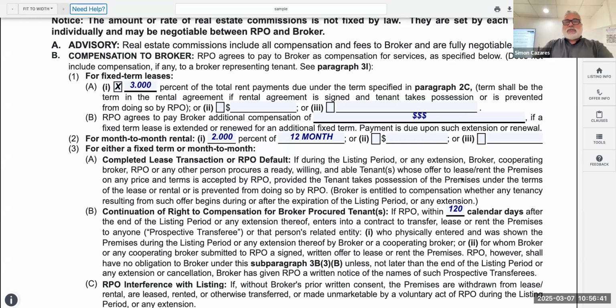For the month-to-month rental, then obviously that can be the same of 3%, or you can say, look, if it's month-to-month, it's 2%, or it can be, whatever, it may be even a flat fee. Because again, month-to-month, that means as long as the tenant gives a 30-day notice to vacate, the landlord will need to put the property back on the market and try to find another qualified tenant.